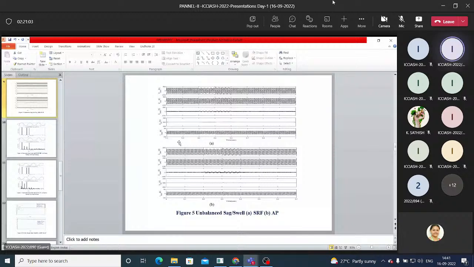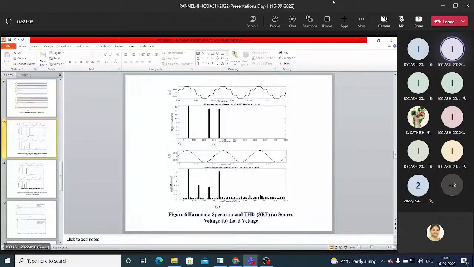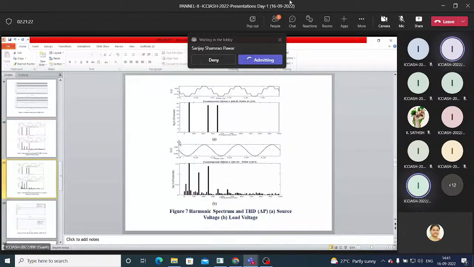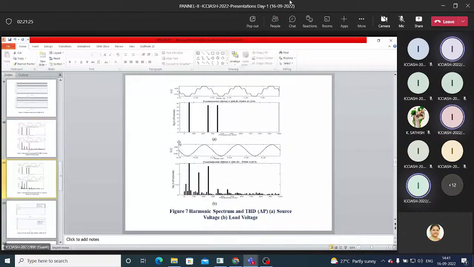Figure 6 shows the harmonic spectrum and THD in case of SRF. Here, figure A shows the THD of source voltage, which is 21.21%, and B shows the THD of load voltage, which comes out to be 4.22%, which is below 5% and complies with the IEEE 519 standard. Figure 7 shows the harmonic spectrum and THD in case of affine projection. The source voltage here has a THD of 21.21% and load voltage 2.67%, which is well below 5% as per IEEE 519 standard.